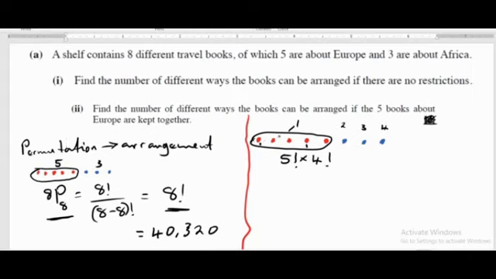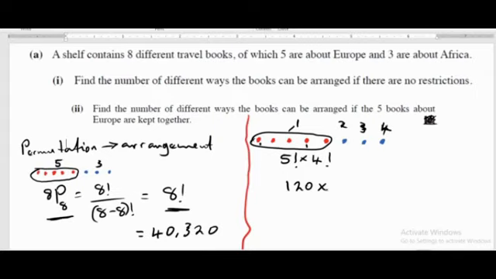That is, the books about Europe among themselves, 5 factorial. Then everything together, that is 1, 2, 3, 4. And that will give us 5 factorial times 4 factorial. So let's have 5 factorial first. 5 factorial is equal to 120. That's 120 times 4 factorial.